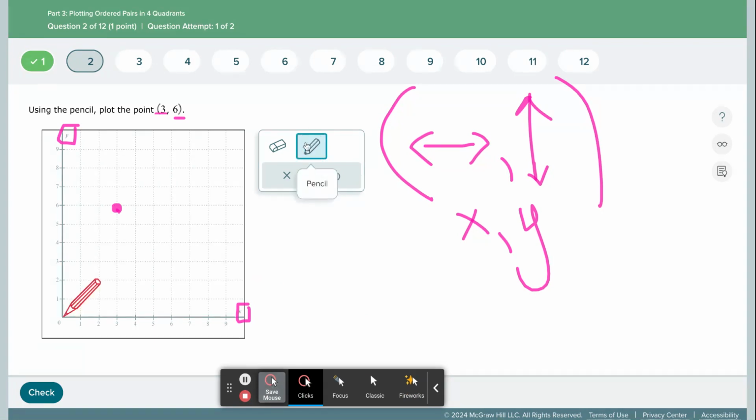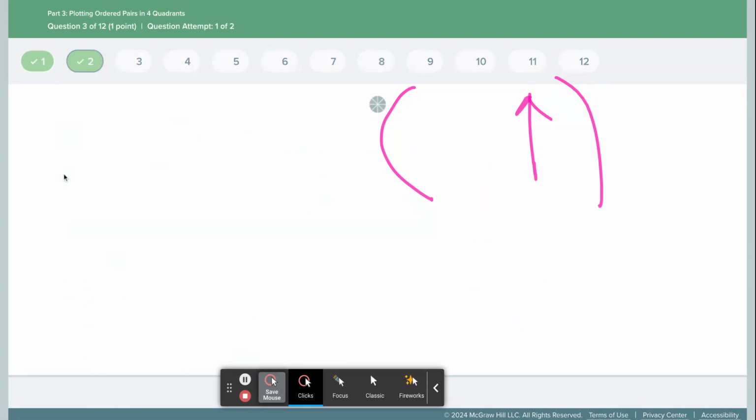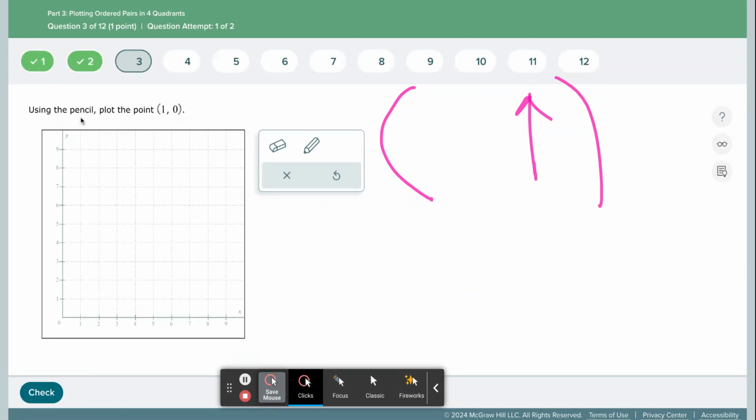Okie dokie. So I'm going to put it right there. And we're moving on. For right now, you guys, this is a positive, positive plot. Ooh, this is a good one. It has a 0. So we'll go through this one together.